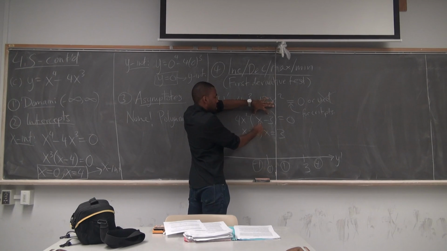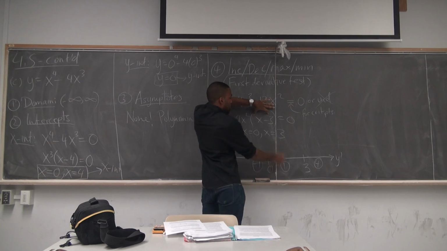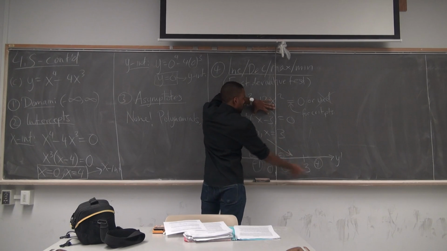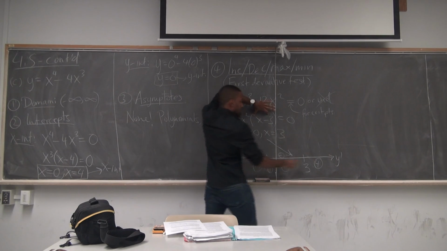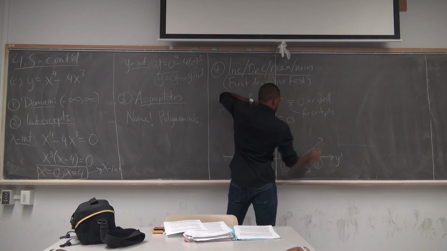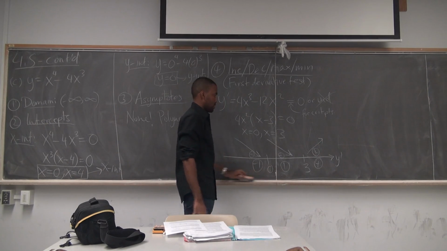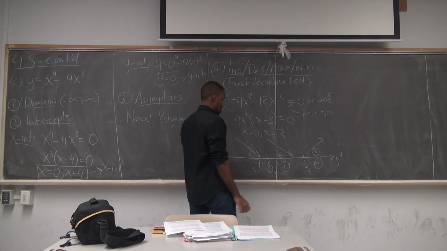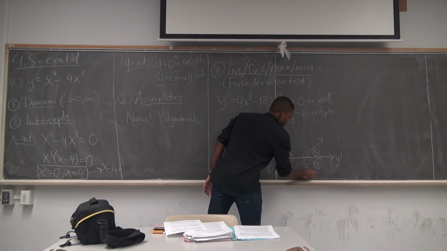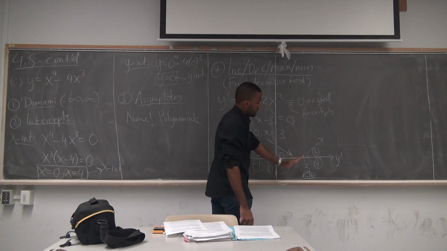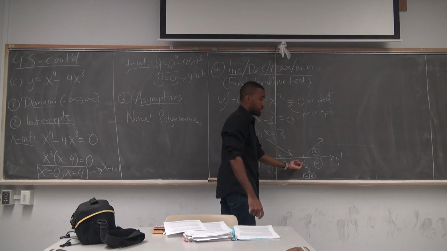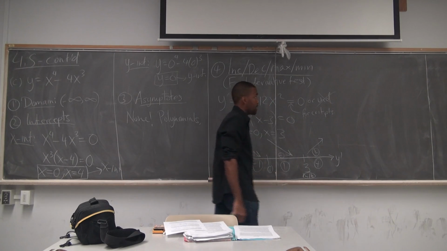So if I plug in minus 1 here, positive or negative? Negative. So decreasing. Plug in 1 here, positive or negative? Negative. Decreasing. Plug in 4 here. Positive. Increasing. Can I make any conclusions here? Yes, you have a minimum at 3, because I'm decreasing here and increasing there, and I'm continuous at 3. That makes it a minimum.